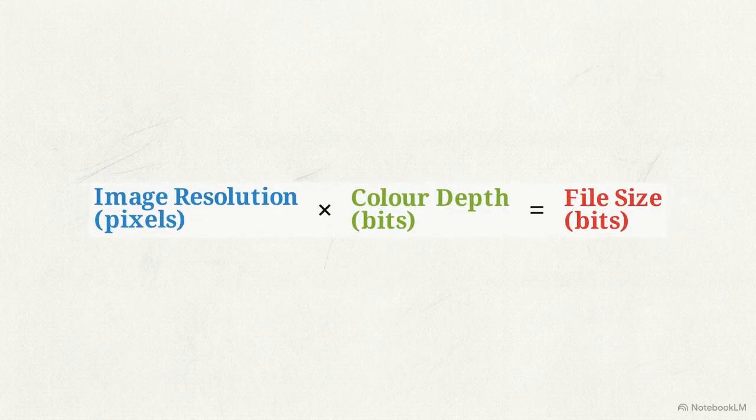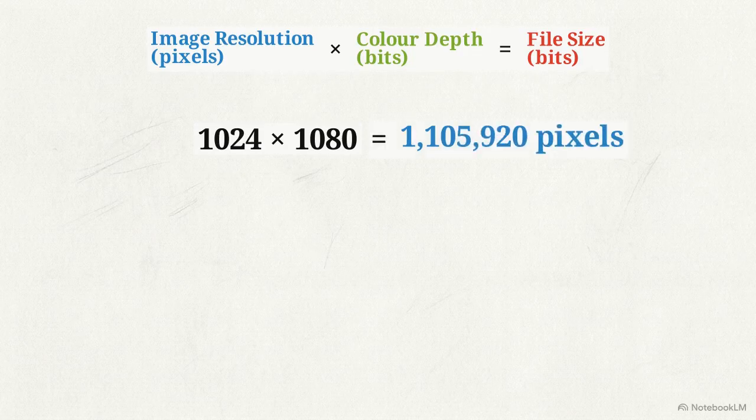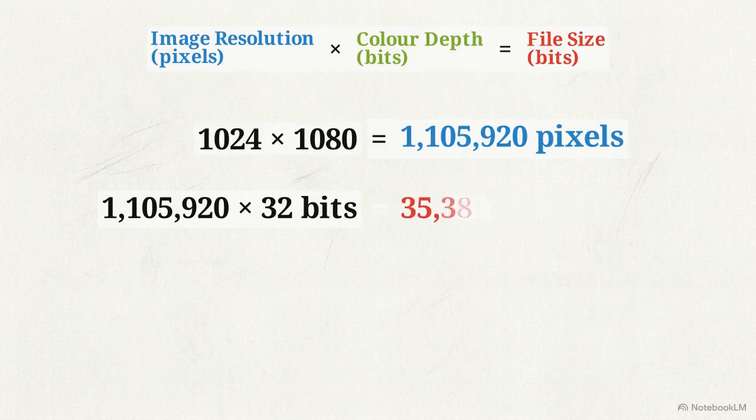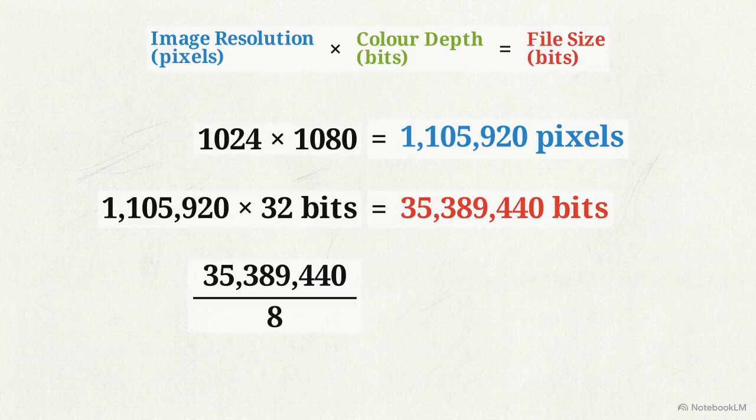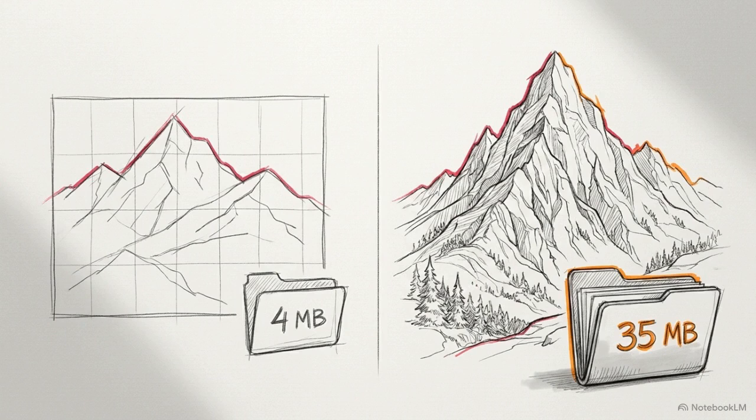Let's calculate one together. First, we find the total pixels. Multiply the horizontal and vertical dimensions, say 1024 by 1080. That gives us 1,105,920 total pixels. Next, we multiply that pixel count by our color depth. Let's use 32 bits. That gives us our total bits. Since there are 8 bits in a byte, we divide that massive number by 8, giving us 4,423,680 bytes. This math maps directly to physical hardware constraints.